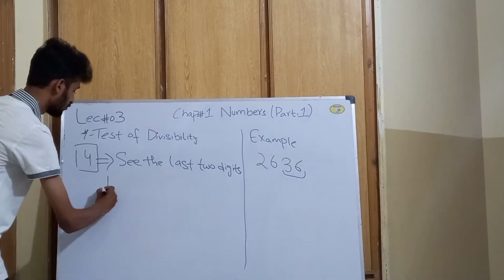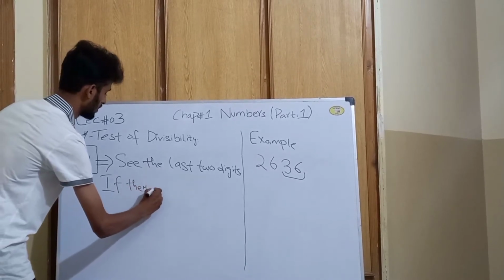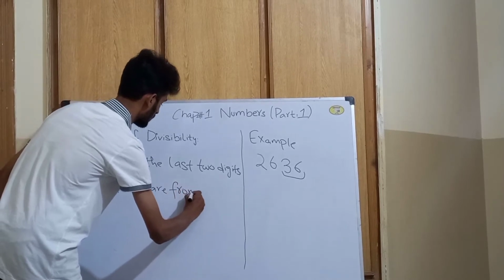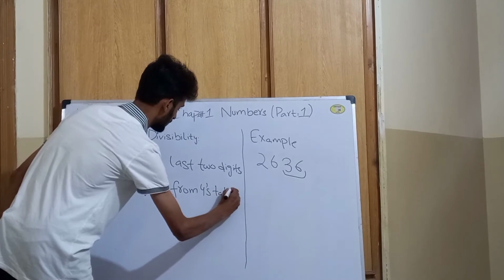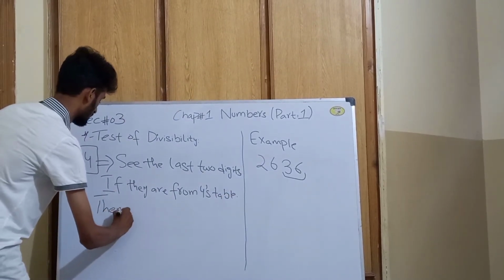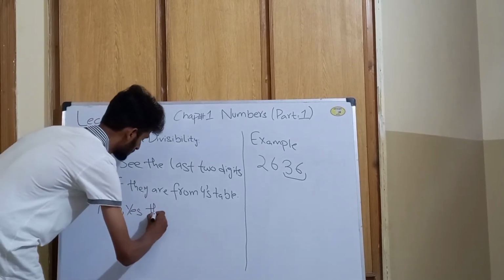If they are from the 4 table, then yes, the number is divisible by 4.